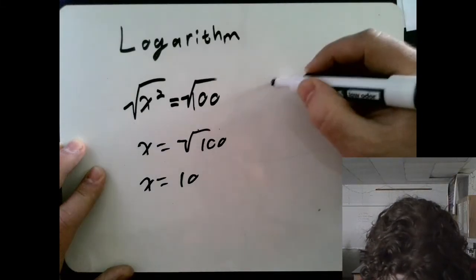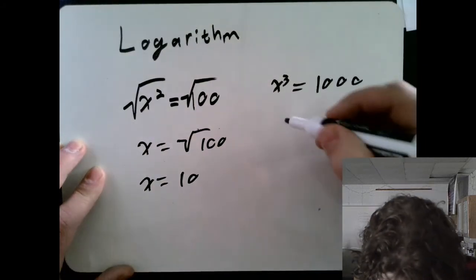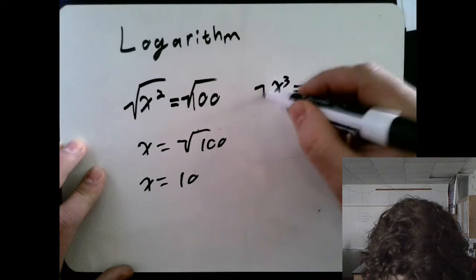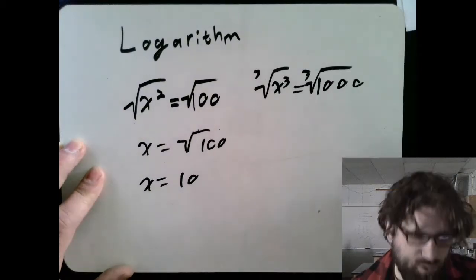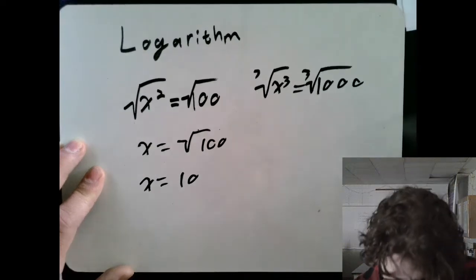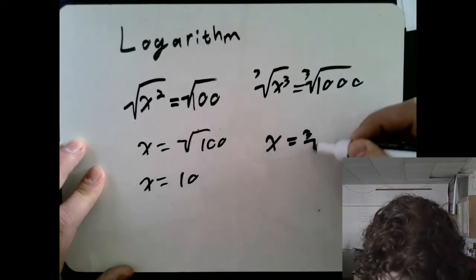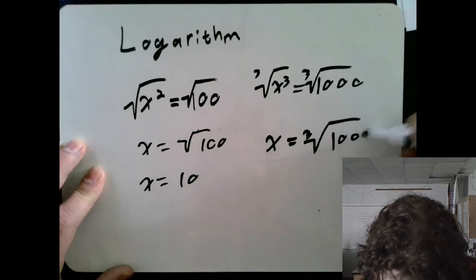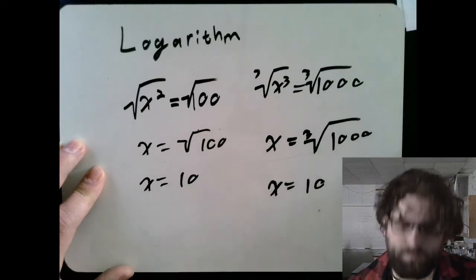I could say x cubed equals 1,000, and you might see where I'm going with this, but if I wanted to figure that out, I take the cube root of both sides, which is a function that you can pretty easily do on any calculator. So I can say x equals the cube root of 1,000, which would be 10 again.